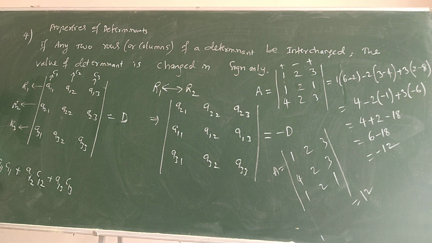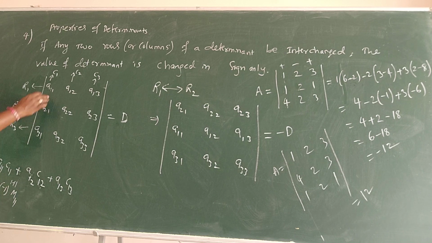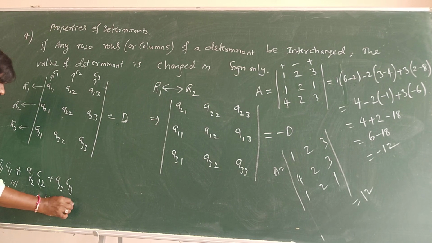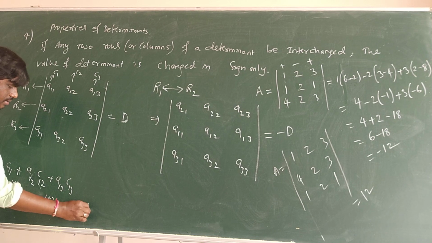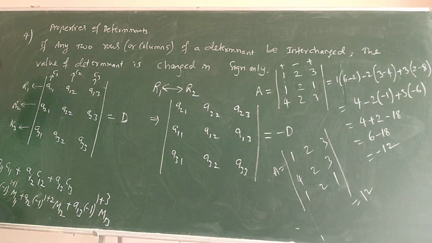How? This A11, this is I write minus 1 power 1 plus 1 into M11, that is only cross. And here A12 minus 1 power 1 plus 2 M12 and A13 minus 1 power 1 plus 3 M13 we write. So this is the determinant value. Determinant you will get by this way. So if you open like this, this is the determinant.